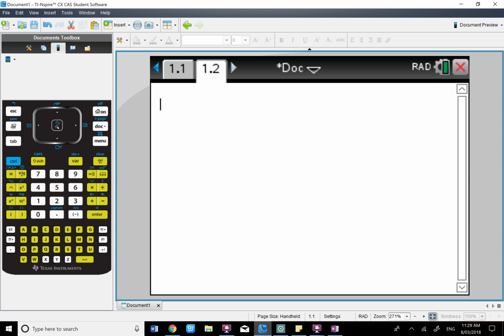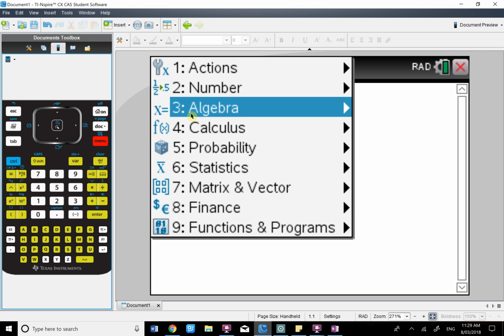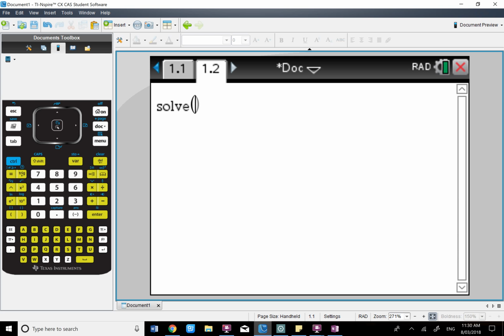So in an algebra way, what do you do to solve for intersection? Simultaneous, equalize them. So y equals root 1 minus x and y equals 1 minus x squared. We equalize those. I can go menu, number 3 algebra, and number 1 solve. We want to solve for intersection. Solve for root 1 minus x equals 1 minus x squared.